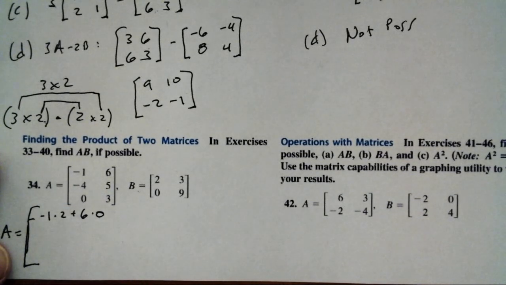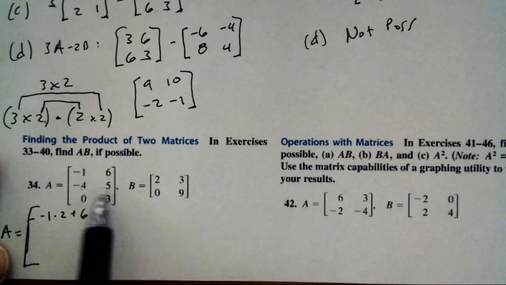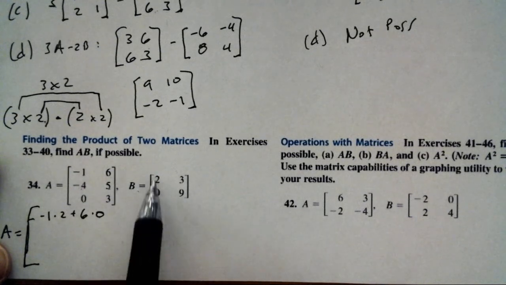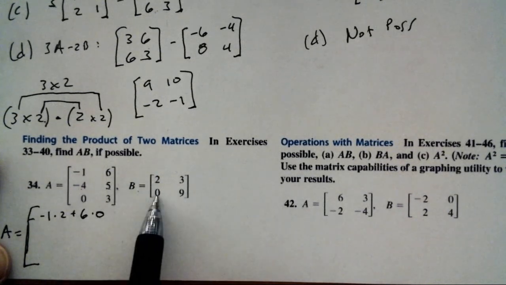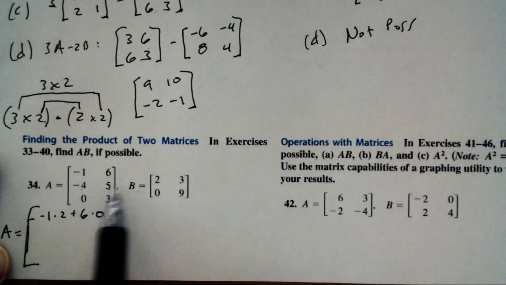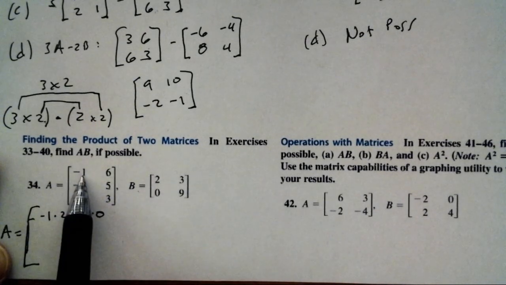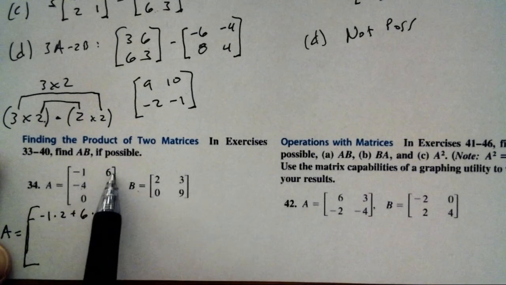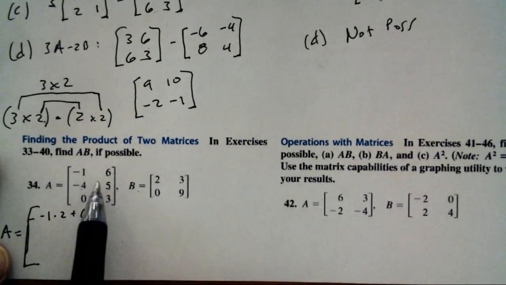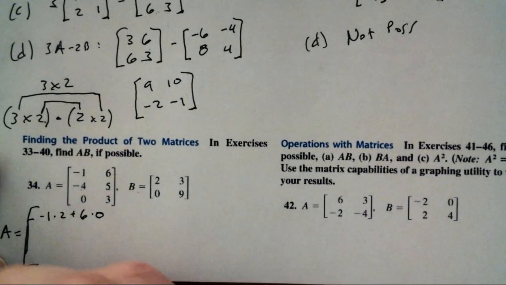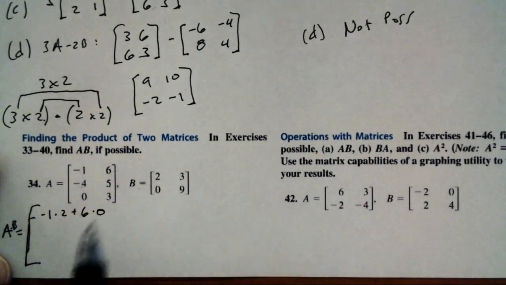Now I've got really two viable options for where to go. I could take these times these, -4 times 2 and 5 times 0. If I did, that's row 2, column 1, and it would go here. But I'm going to go across. -1 times, this is row 1, column 2, it's going to go here. Row 1, column 2 of my result. This is A times B.